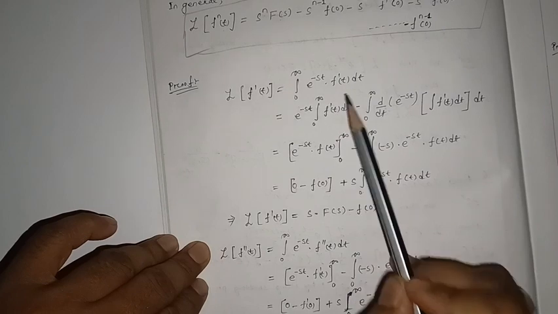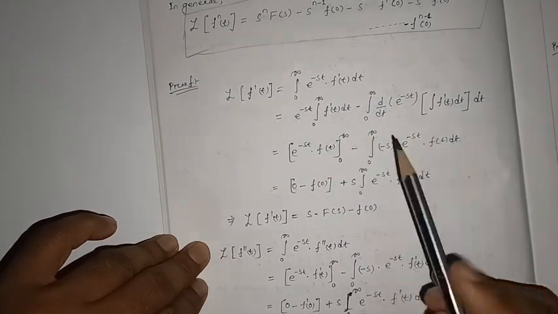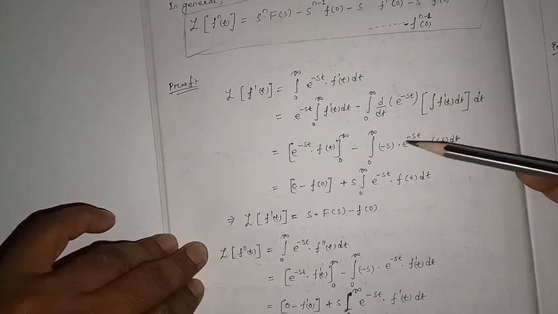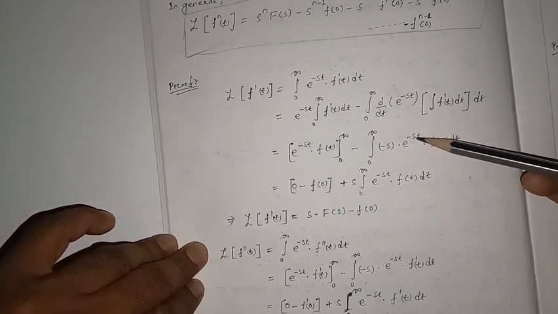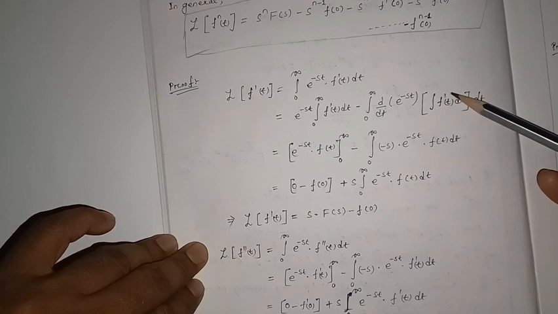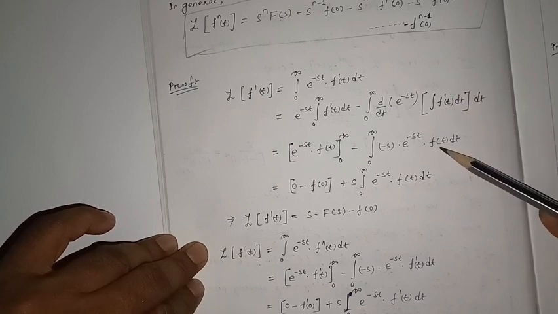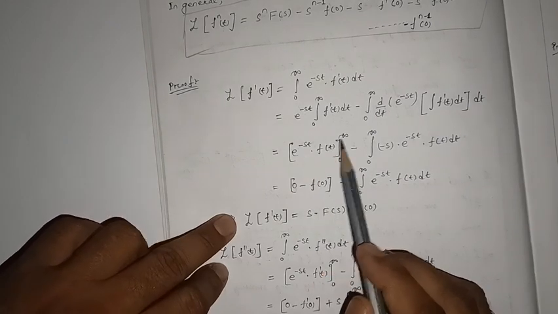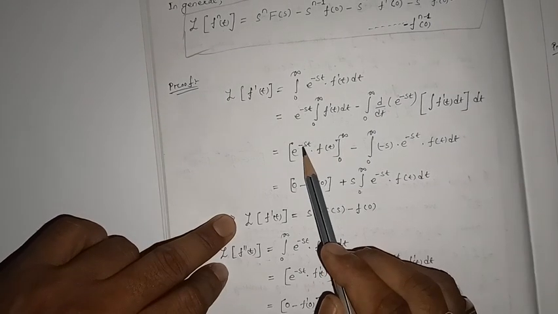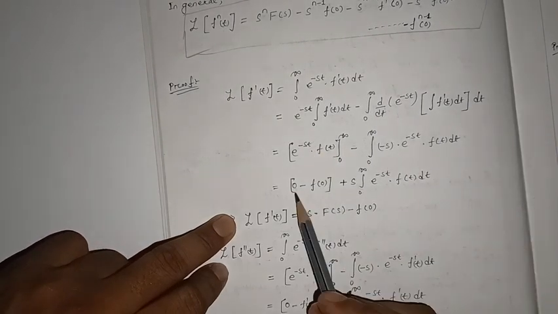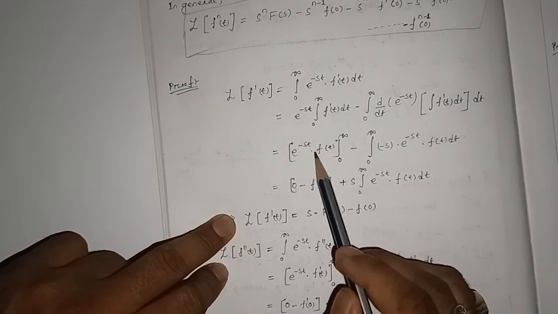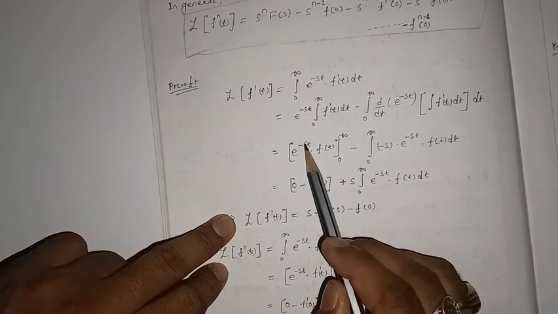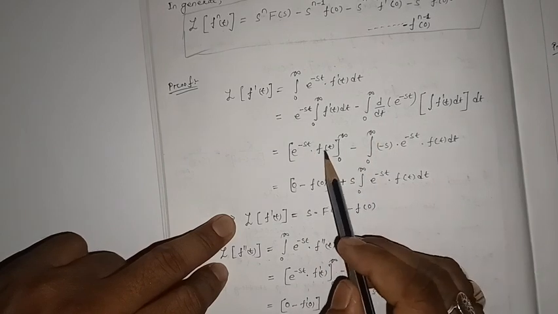With limits 0 to infinity, minus the derivative of e to the minus st, which is nothing but minus s into e to the minus st, into the integration of f dash t, which is f of t dt. Here we can put the limit. If I put infinity over here, e to the minus infinity will be 0, so the whole term will be 0 minus. If I put 0 over here, e to the 0 is 1 into f of 0.